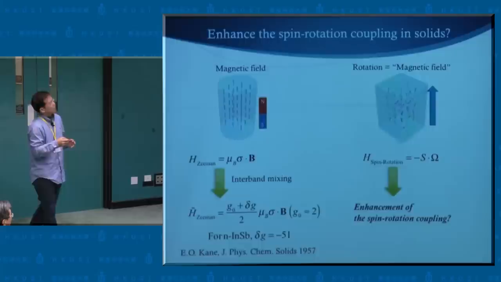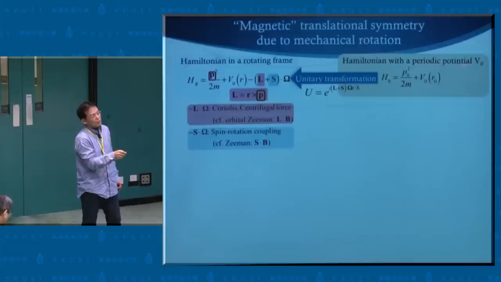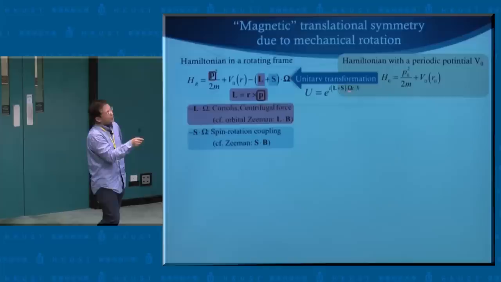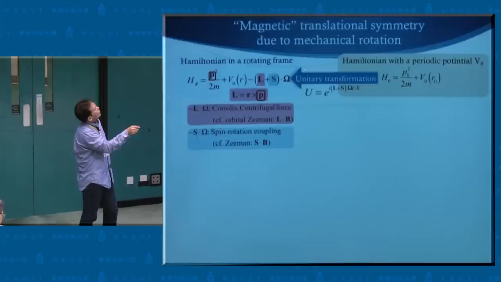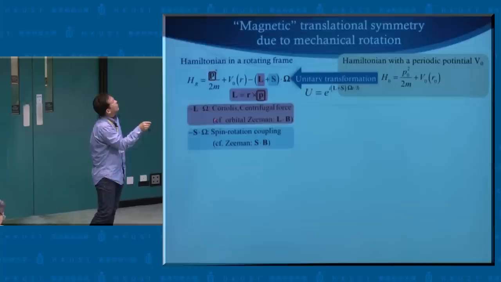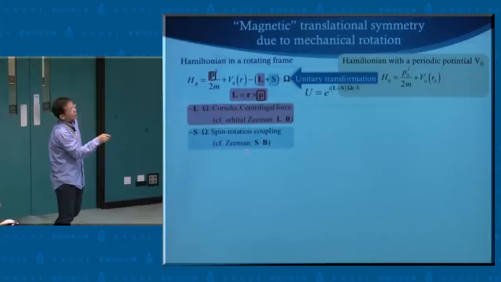Let me start with a very, very simple Hamiltonian with a periodic potential V0. And we perform the unitary transformation with the total angular momentum L plus S. Then we obtain the Hamiltonian in the rotating frame in this way. And L dot omega reproduces the classical inertial effects, such as the Coriolis force and the centrifugal force. This is the counterpart of the orbital Zeeman coupling, L dot B. And S dot omega is the spin rotation coupling, the mechanical analog of the Zeeman interaction, S dot B.